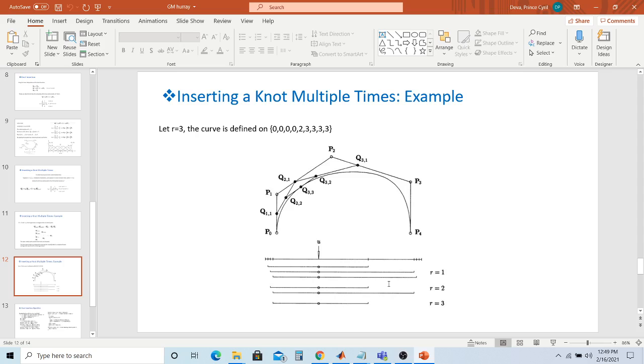Let r equal 3, the curve is defined on 0, 0, 0, 2, 3, 3, 3, 3. Now we end up with the following cubic. This is obtained by inserting a knot 3 times into the original curve. We can see the previous control points, and here are the new control points after they have been inserted.